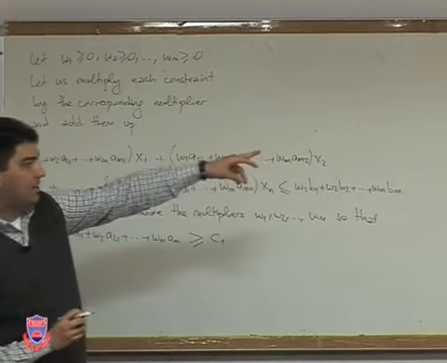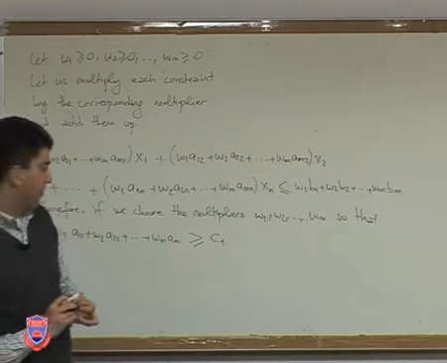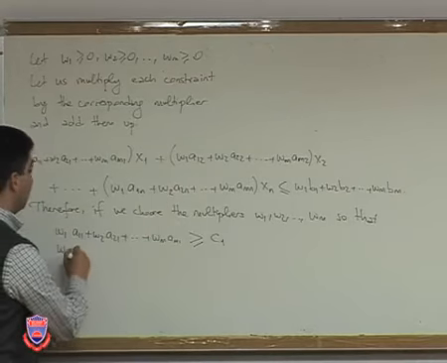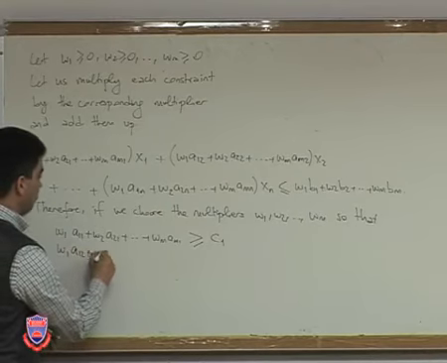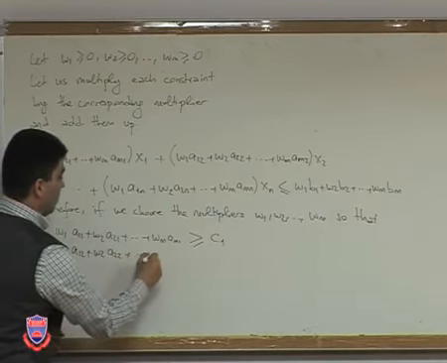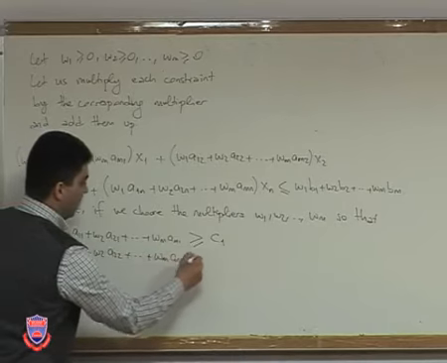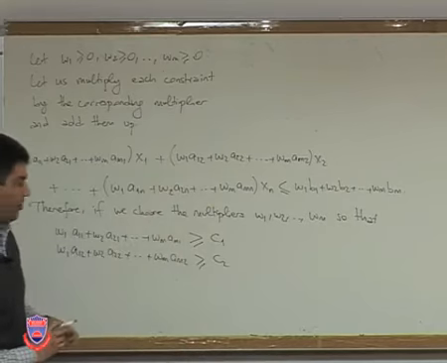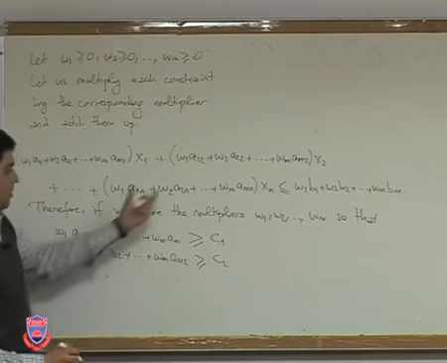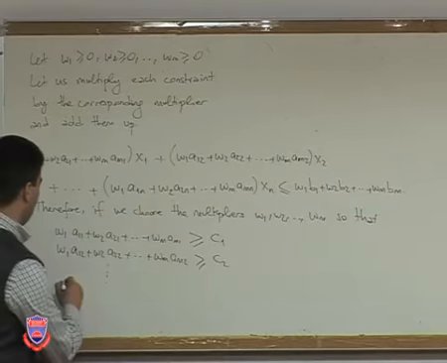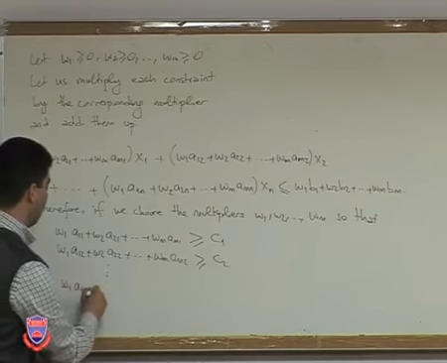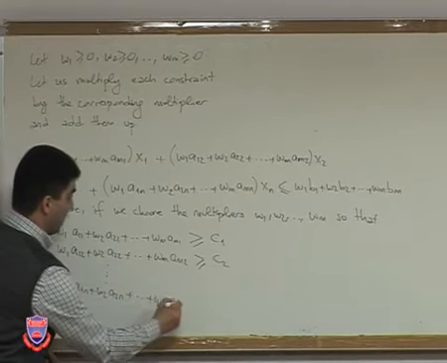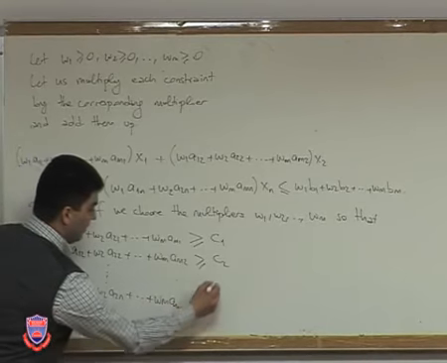What is c1? c1 is precisely the objective function coefficient of x1. Then I'm going to look at the coefficient of x2. So W1 times A12 plus W2 times A22 plus all the way up to Wm times Am2. And I want this to be at least c2. c2 is the coefficient of x2 in the objective function. And I'm going to continue. I'm going to look at the coefficient of xn. So W1 times A1n plus W2 times A2n plus all the way up to Wm times Amn. And I want this to be at least as large as cn.